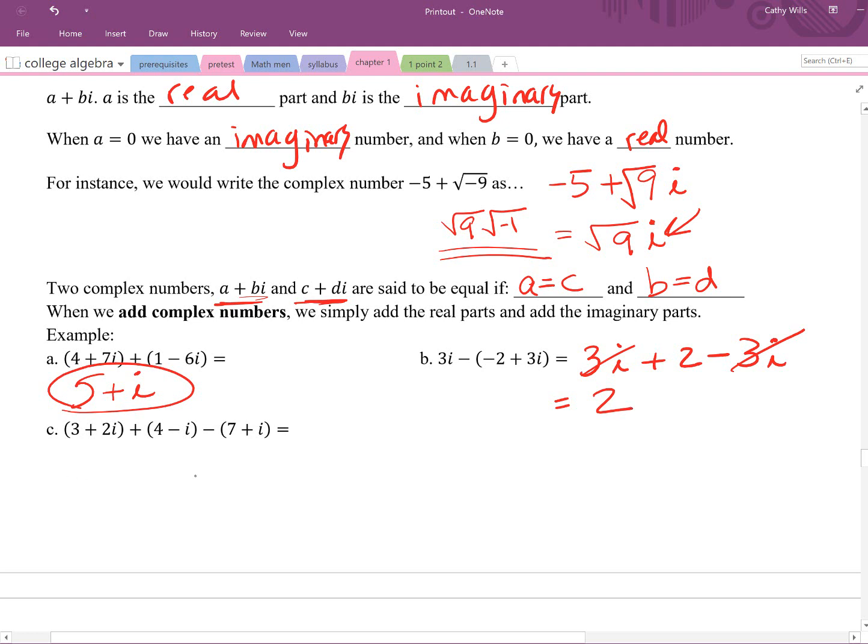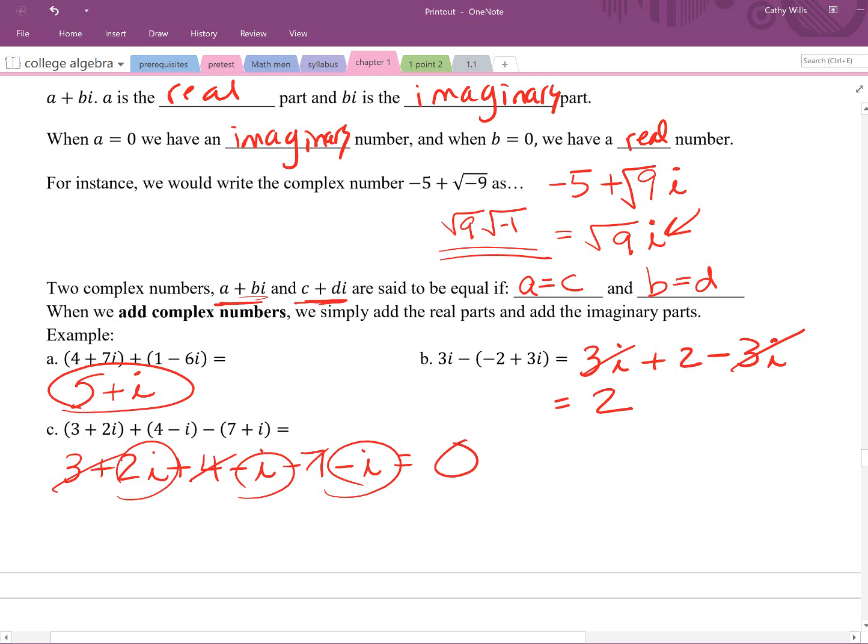Over here, we've got 3 plus 2i. We've got 4 minus i, and then you've got to distribute the negative sign, minus 7 minus i, and then you just add the imaginary parts and you add the real parts. So the real parts, 3 plus 4 minus 7, that's just 7 minus 7, which is 0. So all those go away. Then 2i minus i minus i, that's 2i minus 2i, which is 0. So that all came out to be 0.